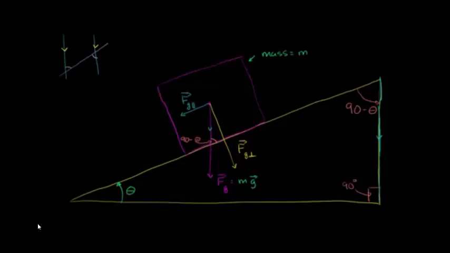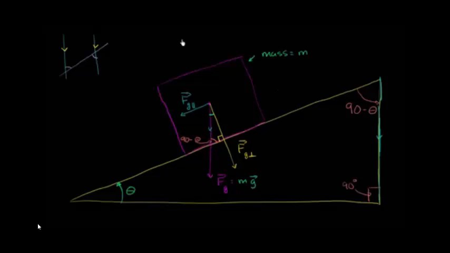Well, we're assuming that this yellow force vector right here is perpendicular to the surface of this plane, or perpendicular to the surface of this ramp. So that's perpendicular. This right here is 90 minus theta. So what is this angle up here going to be equal to? This angle, let me do it in green. So this angle plus 90 minus theta plus 90 must be equal to 180.